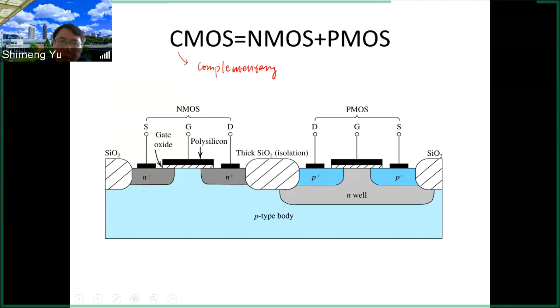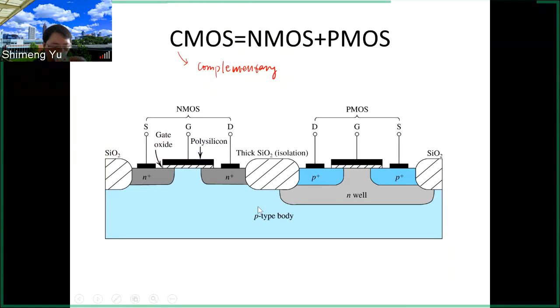Complementary. So you have both N and P. So this is the backbone of today's digital processor. CMOS technology basically is the building block for all the digital processor. And here we just show one example with one PMOS transistor and one NMOS transistor. They can be fabricated on the same substrate, the same silicon wafer.